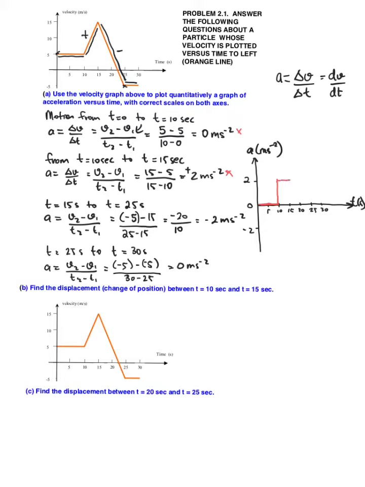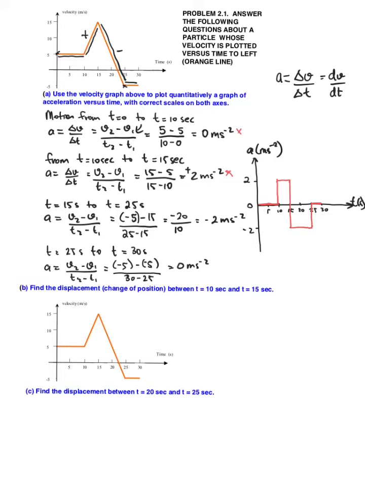The next region, it was -2, and that was between 15 and 25 seconds. So between 15 and 25 seconds, we're now -2. And then for the last little region, we know it is 0. So that's what our graph looks like. Okay, that's that first section. So that's the first question answered nicely with all units and our graph. A bit rough in this diagram, but you can make it neater if you like.